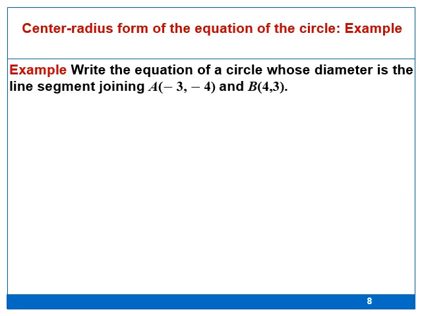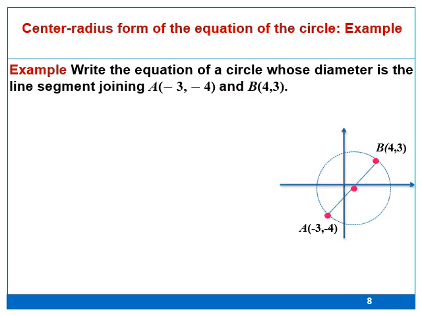One more example. It's required to find the equation of the circle whose diameter endpoints are given by A equals -3 and 4 and B 4 and 3. Start by sketching the problem. These are the endpoints of the diameter. It can be easily seen that the center is the midpoint of this segment, and the radius can be calculated as the distance from the center to the point B or from the center to the point A.